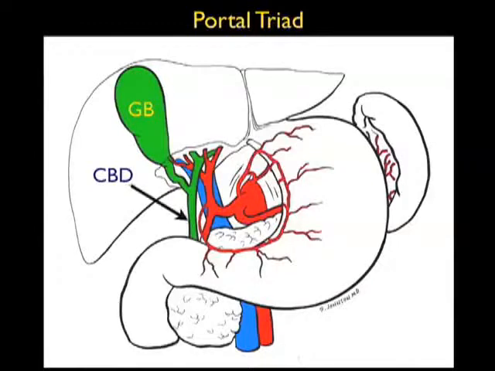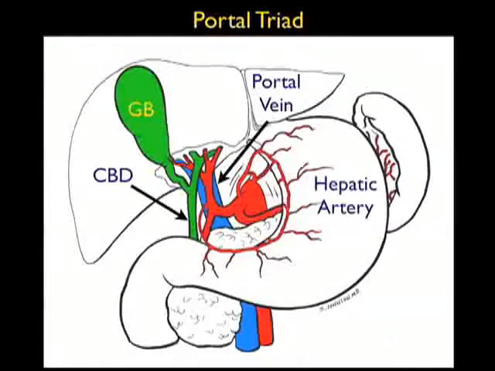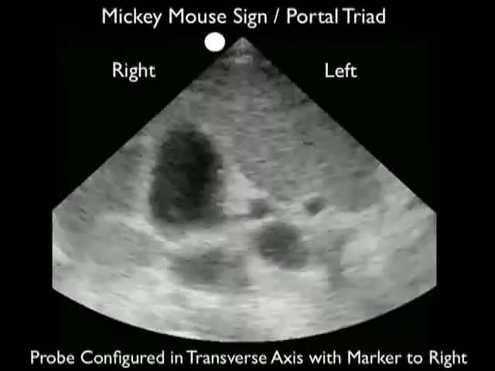We see the first structure of the portal triad, the common bile duct marked in green. Notice that it connects the gallbladder down to the duodenum. While it's located to the left of this picture, in a real patient it would be located over towards the patient's right side. We see the posterior structure of the portal triad, the portal vein marked in blue, and we see the hepatic artery, which would be the third structure of the portal triad, over towards the right of this image, but would be located towards the patient's left side on real-time scanning.